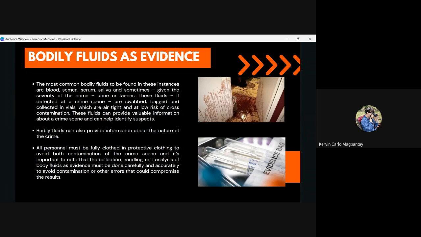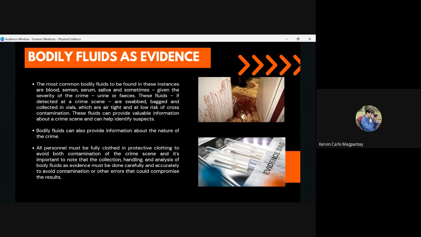Now, lastly, all personnel must be fully clothed in protective clothing to avoid contamination of the crime scene. And it is important to note that the collection, handling, and analysis of body fluids as evidence must be done carefully and accurately to avoid contamination or other errors that could compromise the results. This last one just shows that bodily fluids can only be used as evidence if it is handled properly and there are no contamination or errors within the evidence.